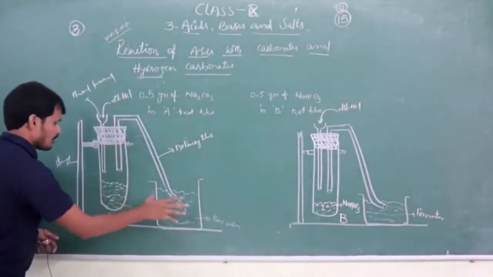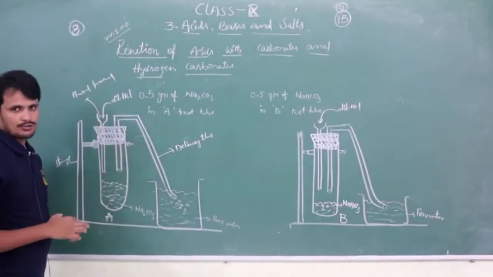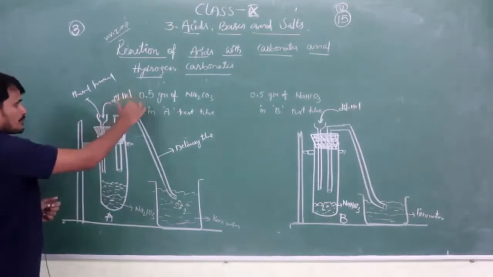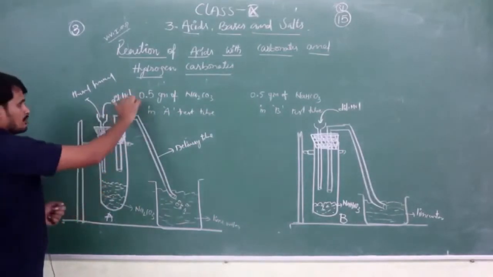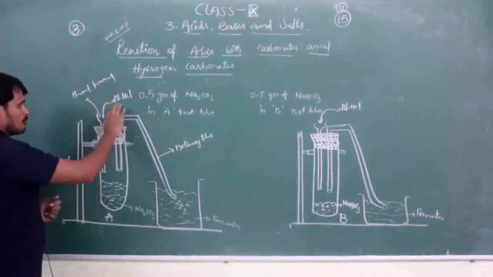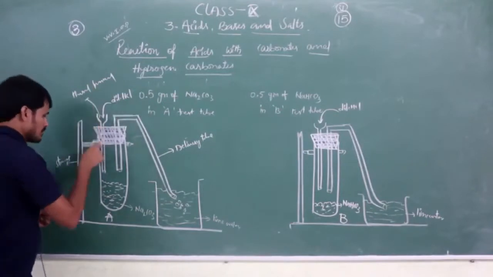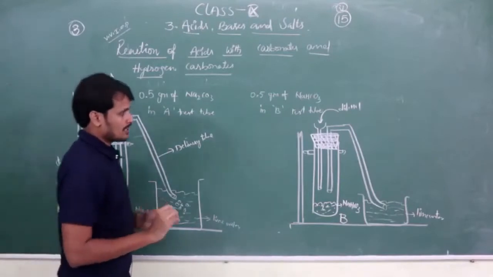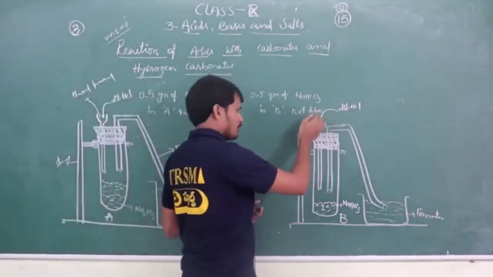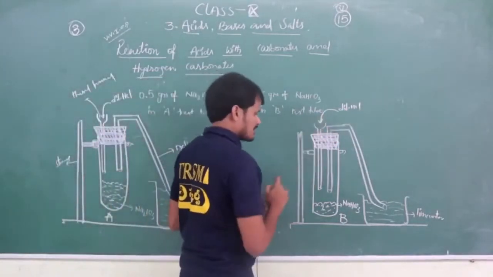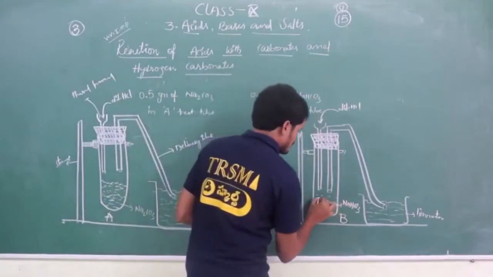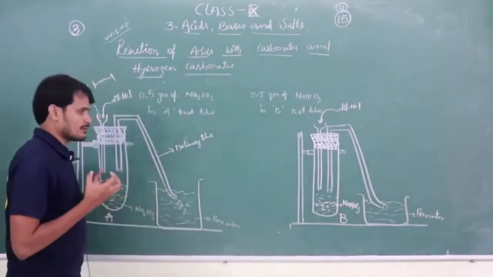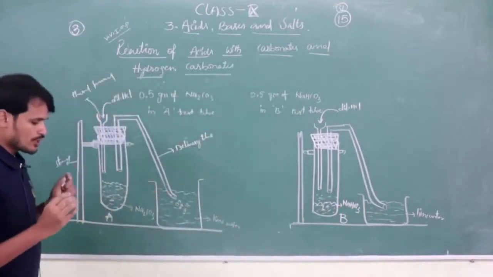Later we set up all the apparatus as shown in the figure. Through the thistle funnel, I pour some drops of dilute HCl, and that HCl combines with Na2CO3. Similarly, here also I pour some dilute HCl into the thistle funnel. HCl is reacting with the NaHCO3. So what is our observation while doing these two activities?